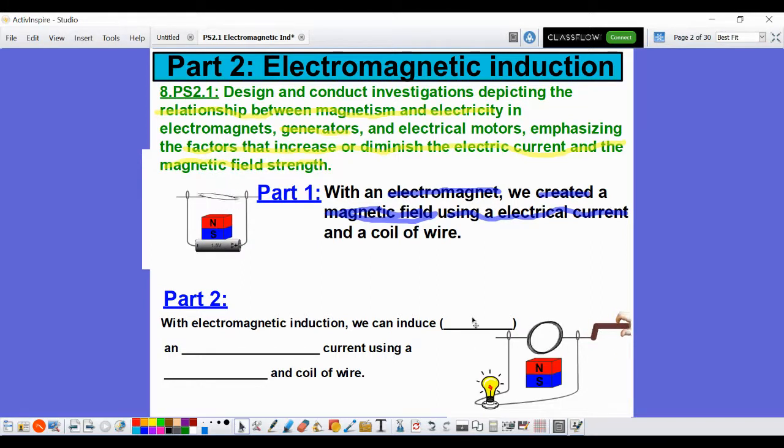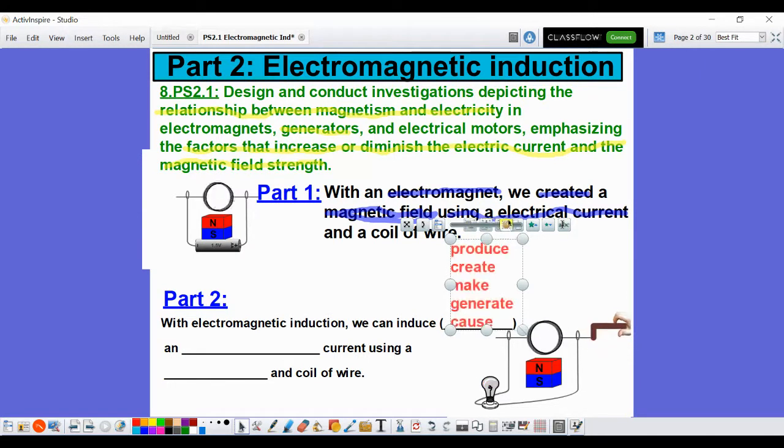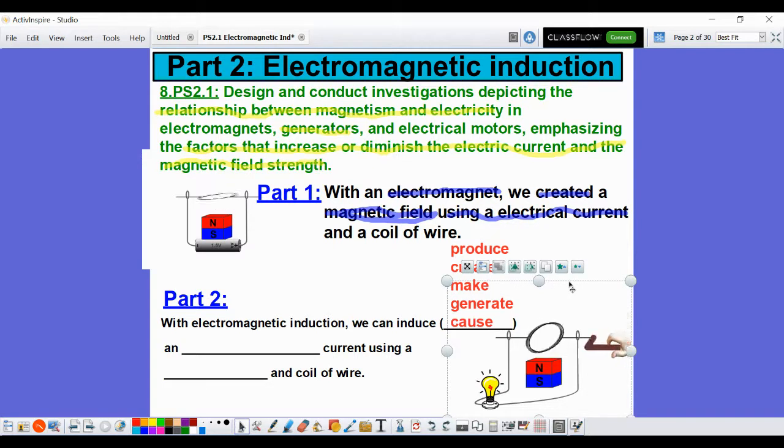So what we can observe here is that with electromagnetic induction, which this animation in part 2 is showing us, we can induce. Induction simply means these words. I want you to write down all of these words because they can all mean the same thing. They're all synonyms. So if you hear the word induce, it also means to produce or to create, to make, to generate, or to cause. So just keep that in mind.